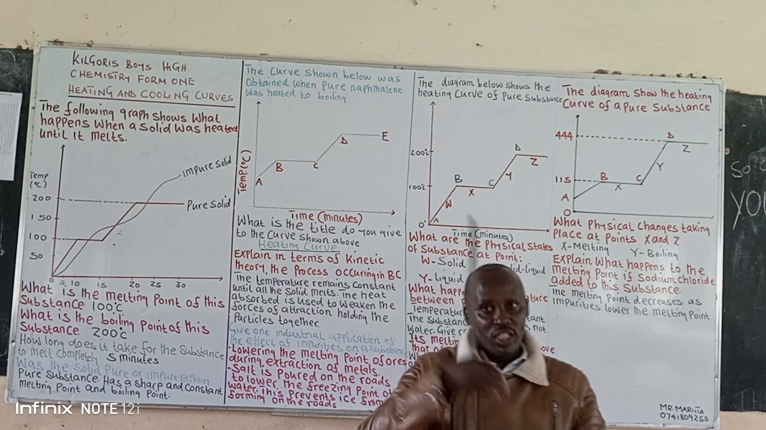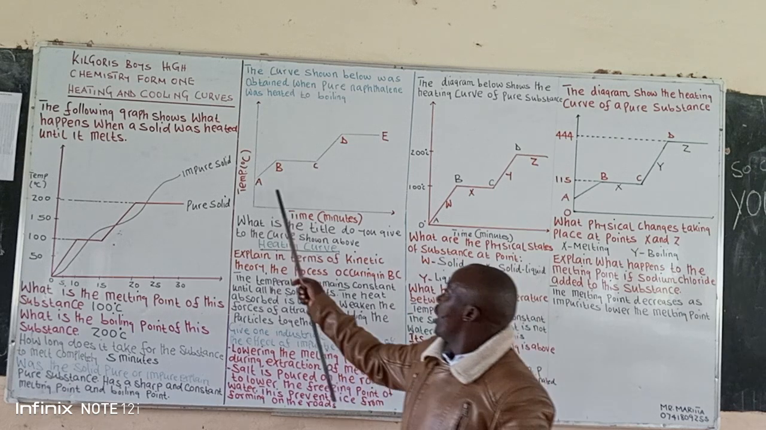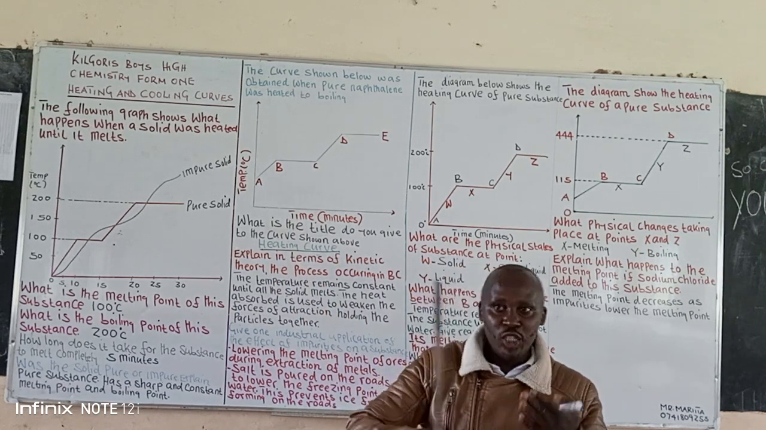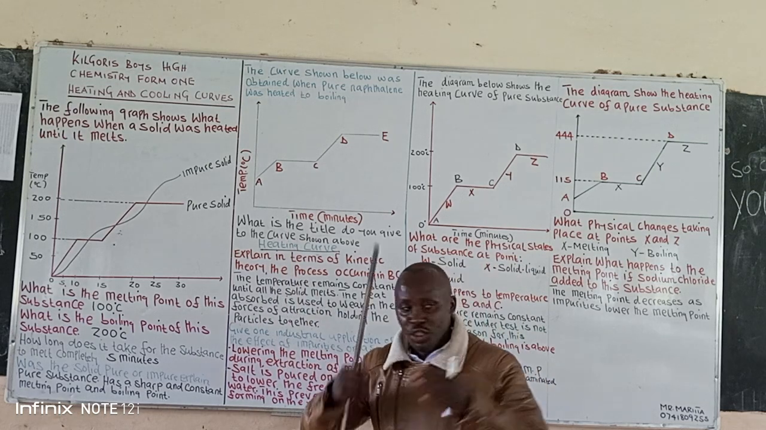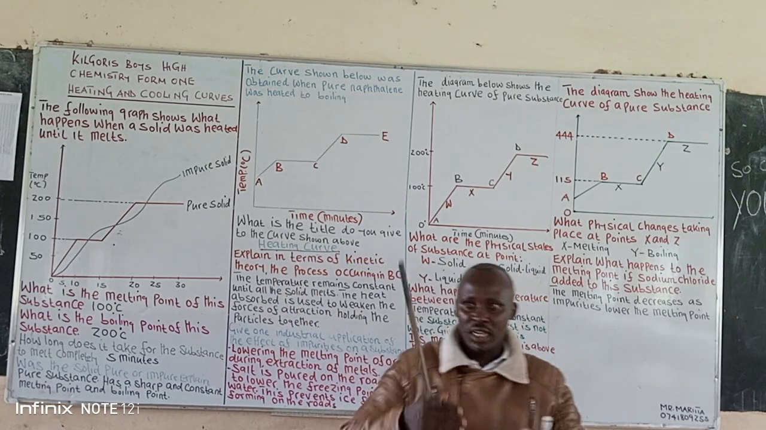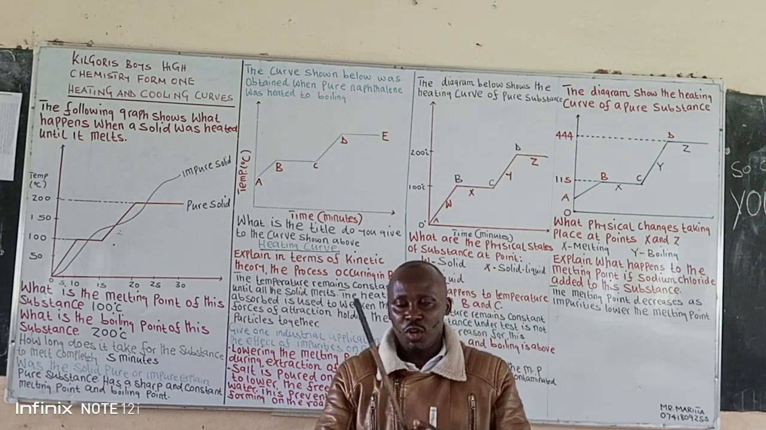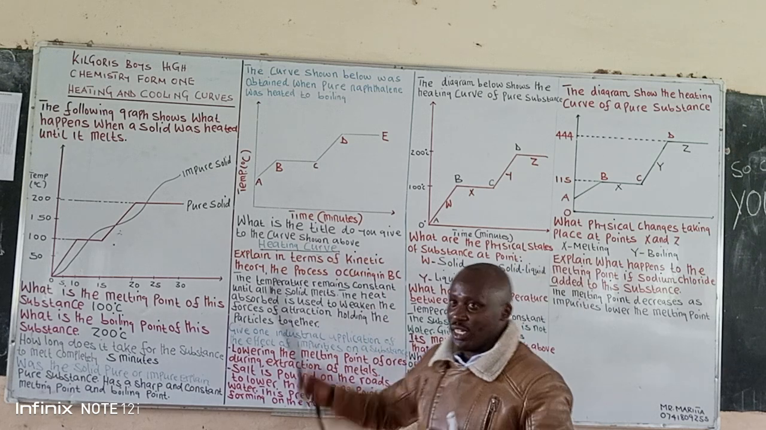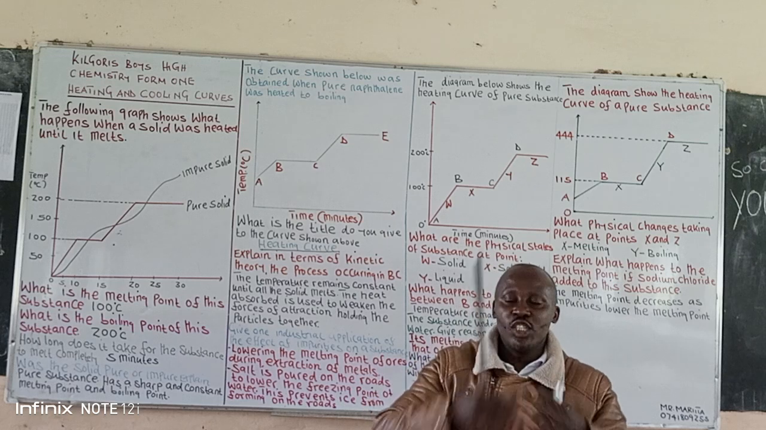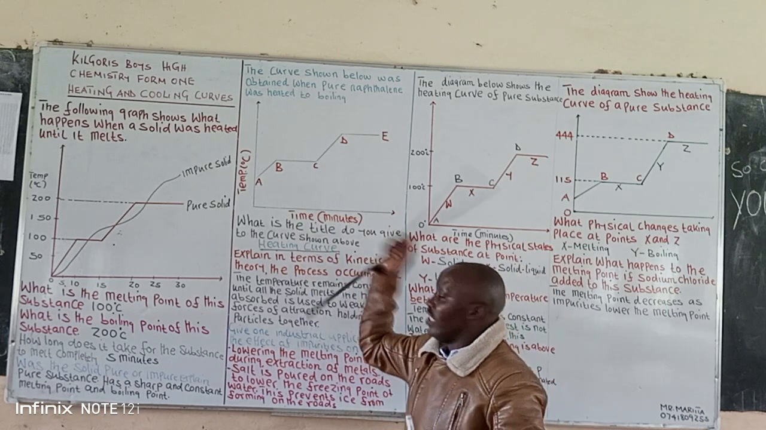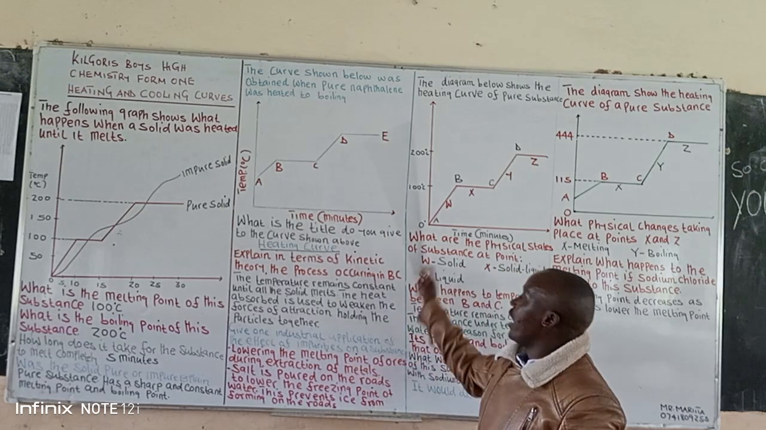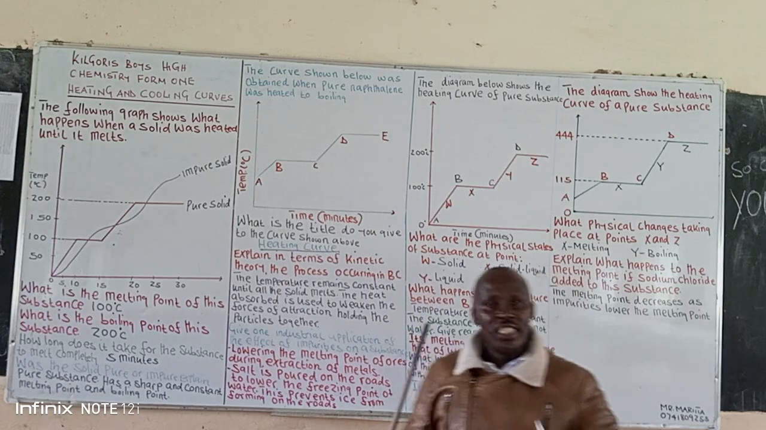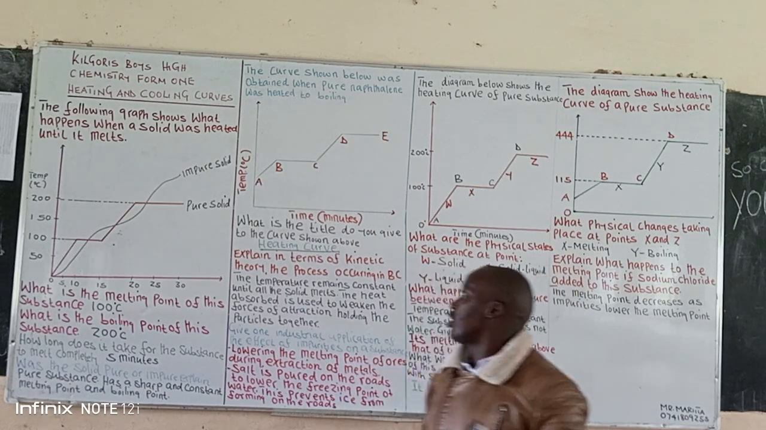We are going to see what's happening there. It is because the heat energy obtained at AP is used to break the intermolecular forces holding the particles together, and at that point there is a change of state from a solid state to a liquid state. And again at CD, the temperature rises steadily, as you can see.